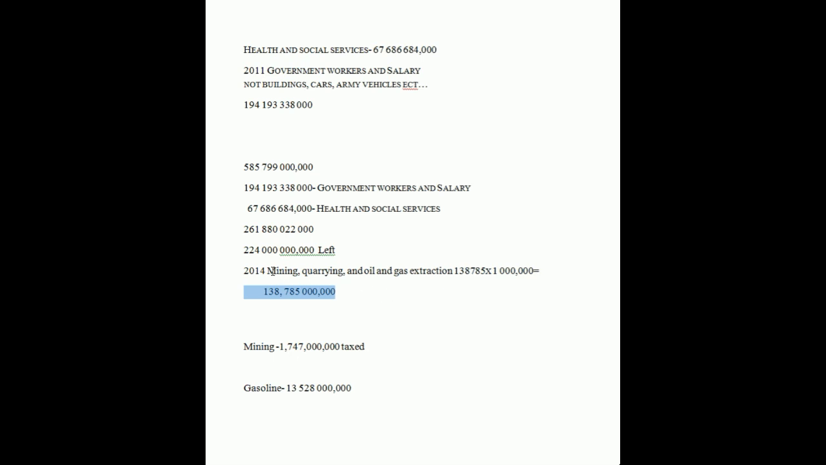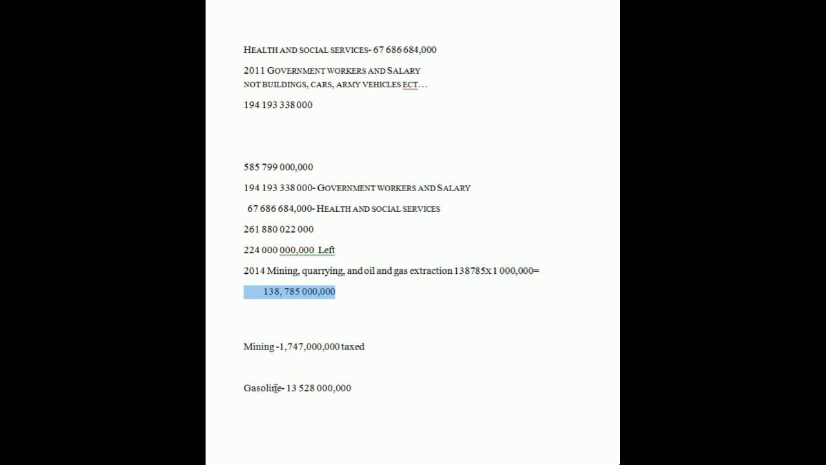And here the Crown allows private corporations, a certain number of individuals, to strip away the natural resources that belong to you and me to the tune of $138 billion and tax them simply $1,747 million. Now when we look, this is sad what's going on here in Canada, if you understand.